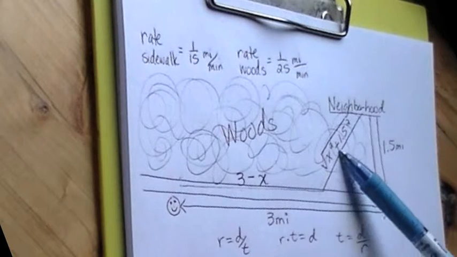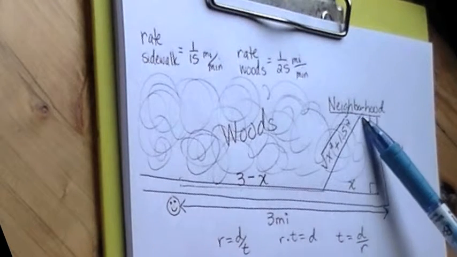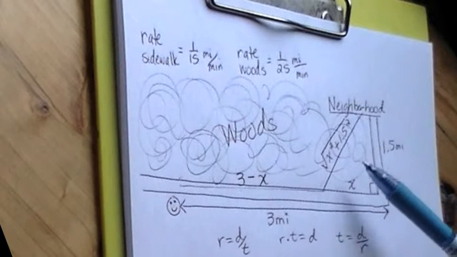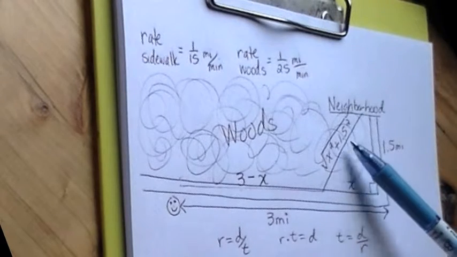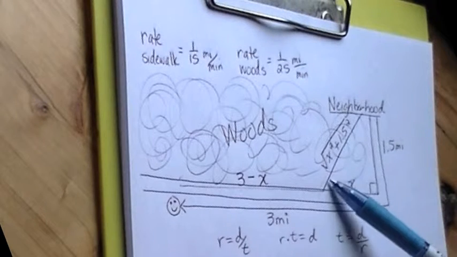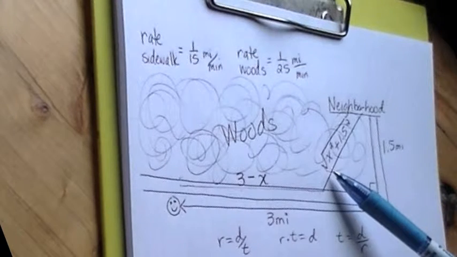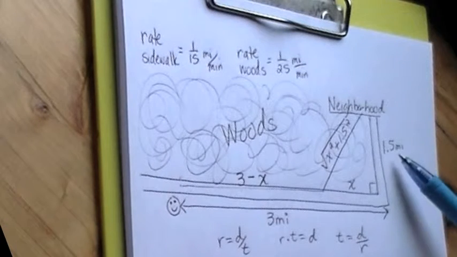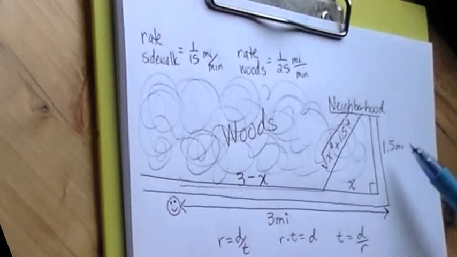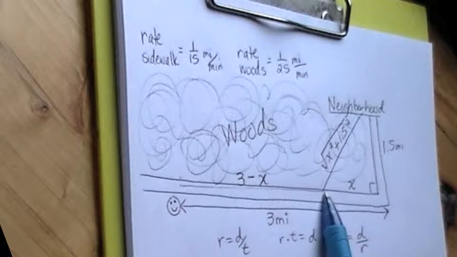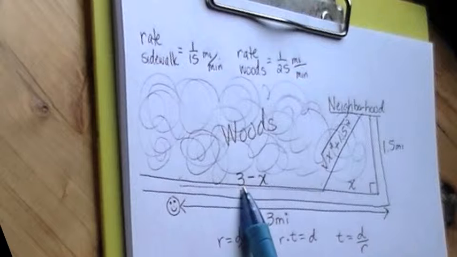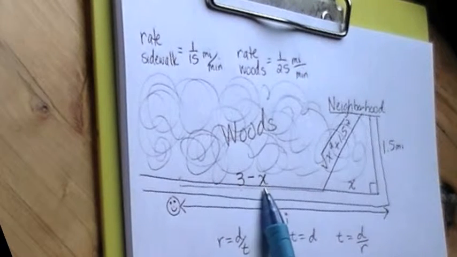So if I cut across through the woods, the distance will be the hypotenuse of a right triangle, where X is one side and 1.5 is the other side. So the length of that will be the square root of X squared plus 1.5 squared using the Pythagorean theorem. If I've cut X off of the distance to the end of the sidewalk, then the amount I'm walking on the sidewalk is 3 minus X. It was 3 miles, I cut off X.